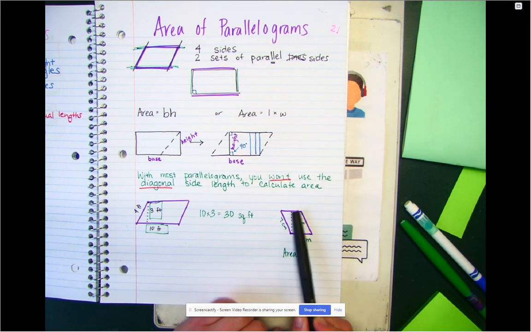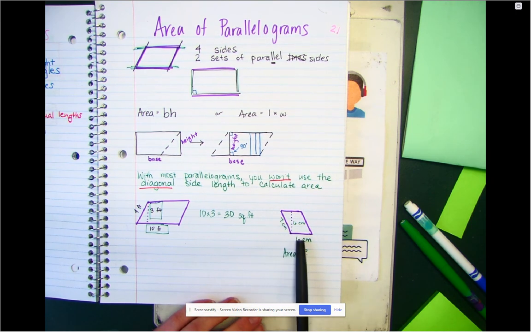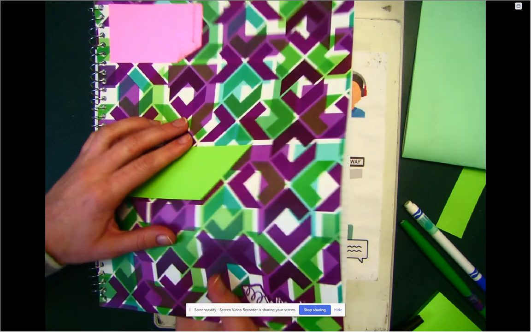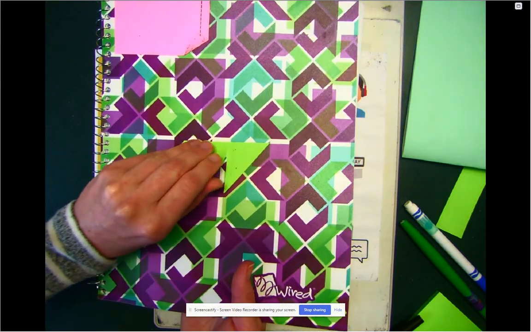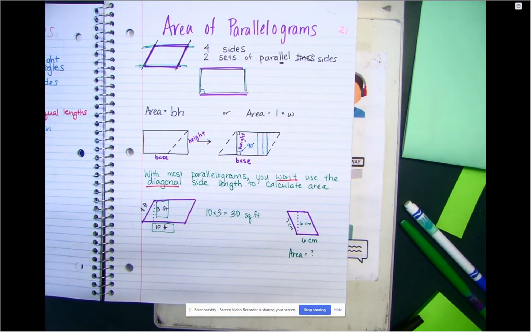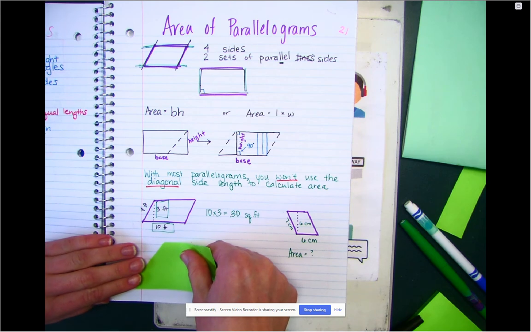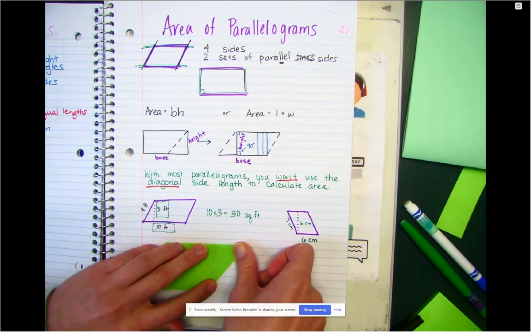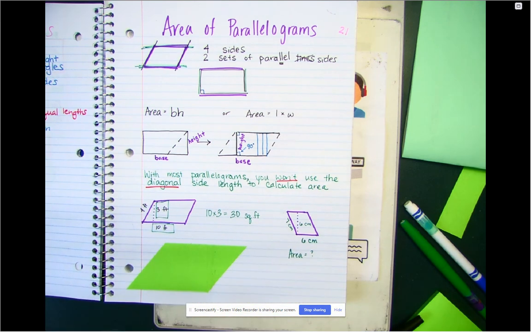I want to leave you with this one to try. This is a parallelogram. We have side lengths of 6 centimeters, 7 centimeters, and a height of 6 centimeters. So calculate what the area is of that one. If you decided to maybe get out a sticky note and replicate what I did with the sticky note, feel free to keep that in here at the bottom of your page. I think it's a good reminder just to remember why they are the same. And that's finding the area of a parallelogram.